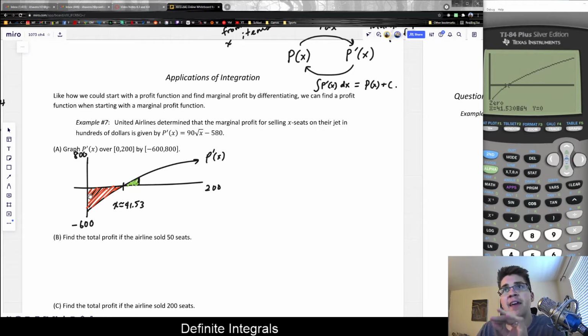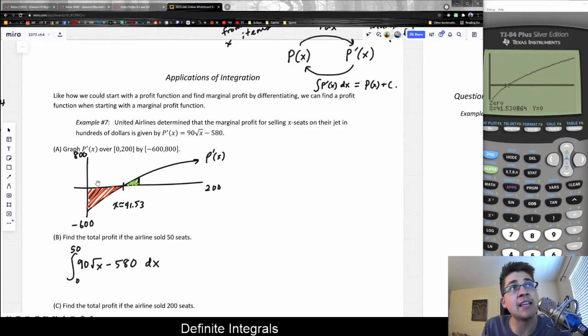And remember that the area under the curve corresponds to the antiderivative function, and that is essentially what our profit is. So we can visualize this amount as corresponding to our profit, since the graph is of a marginal profit function. Or again, if I wanted to find the answer here, I just need to integrate from 0 to 50 of p prime, which is 90 times the square root of x minus 580 with respect to x. So this should give me the area under the curve again, which will give me my profit function.